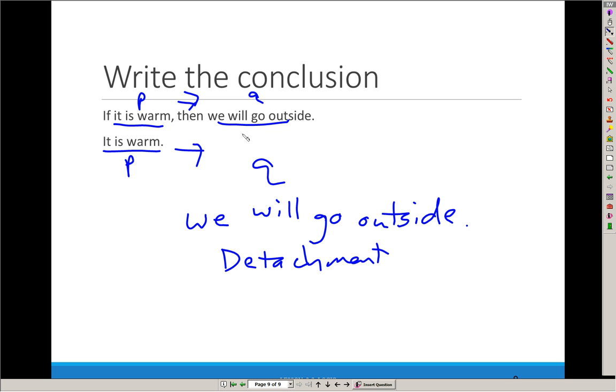This is detachment. Detachment says if P leads to Q and P happens, then Q happens. And that's exactly what we have here. If it's warm, then we go outside. Well, today it's warm, so today we go outside.